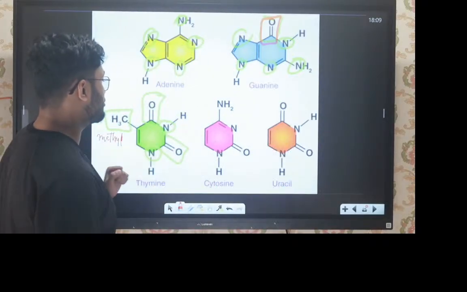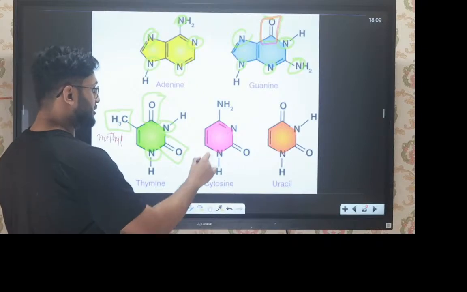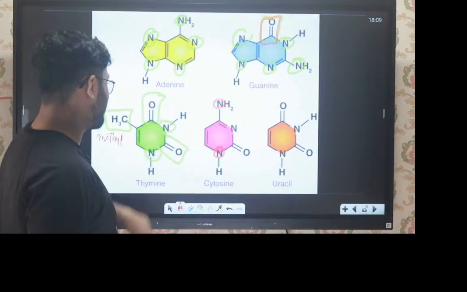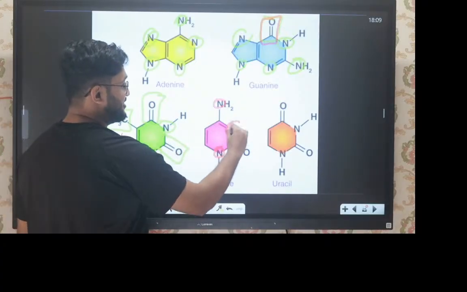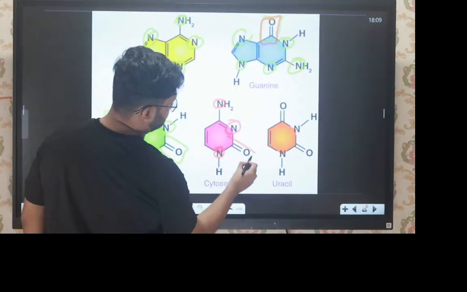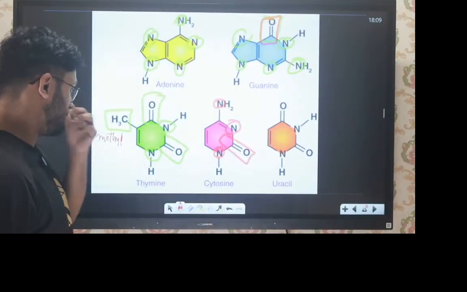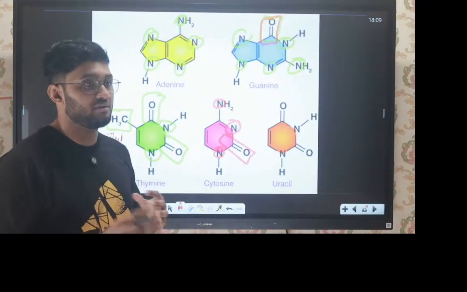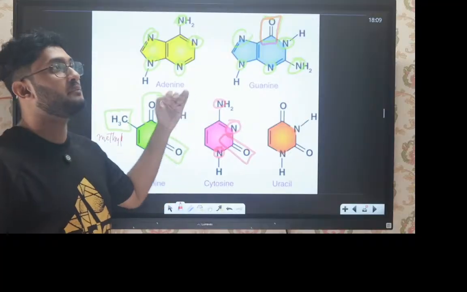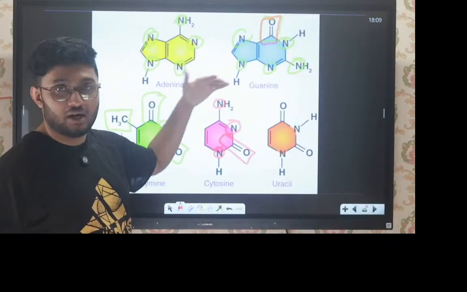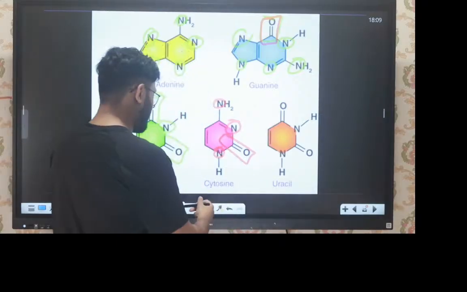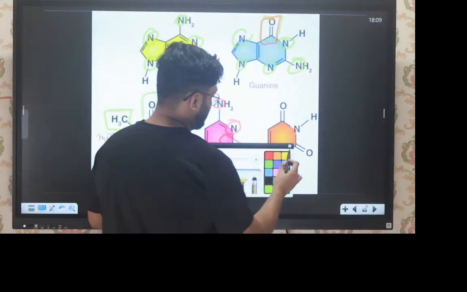Cytosine is a bit simpler. Similar to thymine, it has two nitrogens. But oh wait, not similar to thymine. Thymine has two nitrogens and cytosine has three. Notice three. But it has one carboxyl. So this is the technique of remembering: how many nitrogens, how many hydrogens, how many carboxyls. This is how you're supposed to remember it. That's the easiest I can think of, honestly.